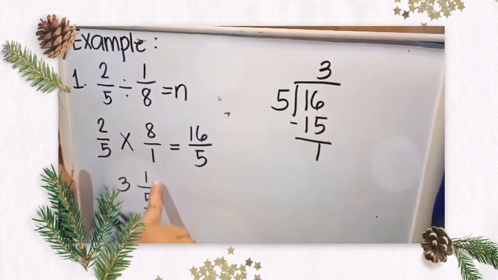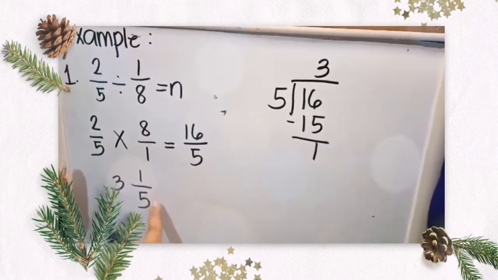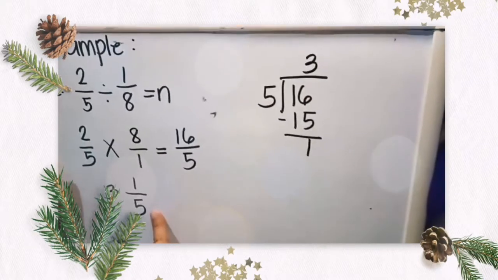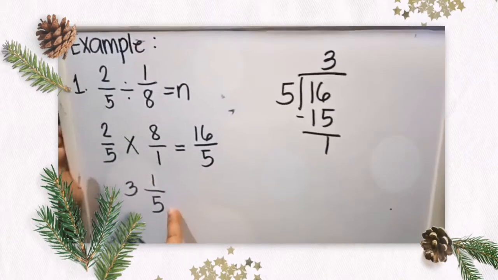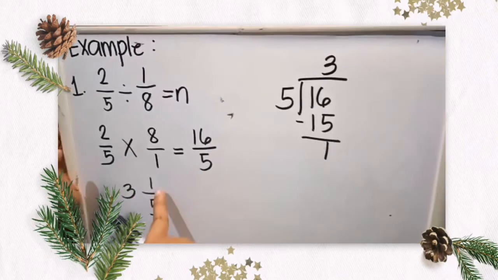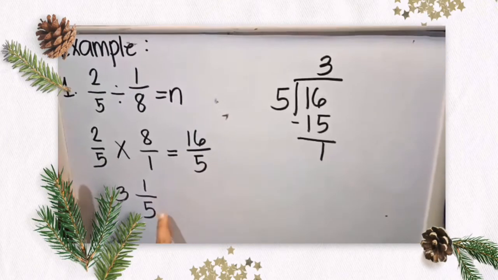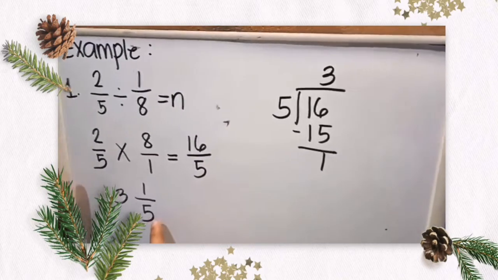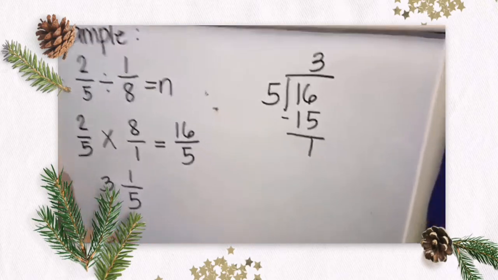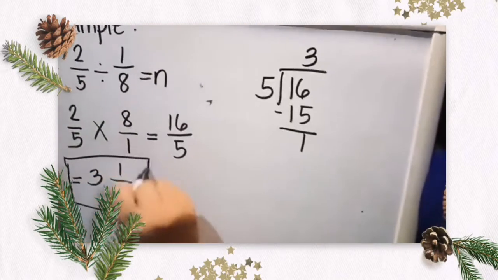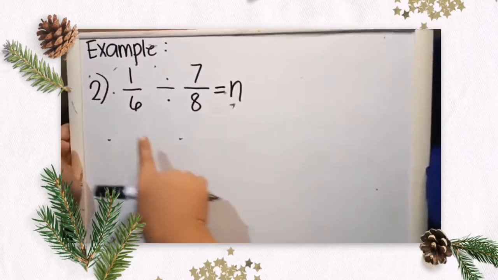Now, try to check first the fraction 1 over 5. Mas-simplify pa gani, simplify. But if dili na, mao na siya imong final answer. So, since 1 over 5 cannot be simplified or cannot be reduced into its lowest term, that's your final answer, 3 and 1 over 5.